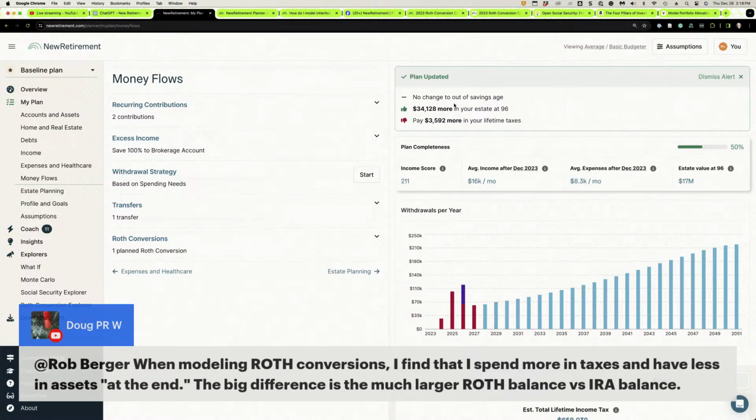So Doug says, when modeling Roth conversions, I find that I spend more in taxes and have less in assets at the end. Well, that makes sense, right? Because you wouldn't have any, I'll call them embedded tax liabilities, which you would if you held onto your traditional retirement accounts until you died. And let's just say your children inherited them, they would have to pay the taxes out of that traditional account. With Roth conversions, you get to end of life, and yeah, your balance is lower because you've pulled all those taxes out. And your kids inherit a Roth and they don't have any taxes for those.